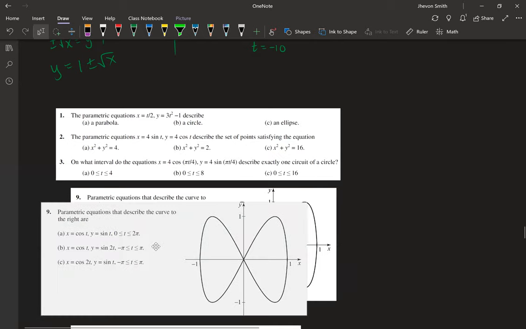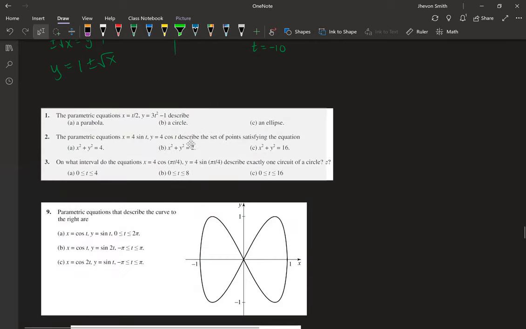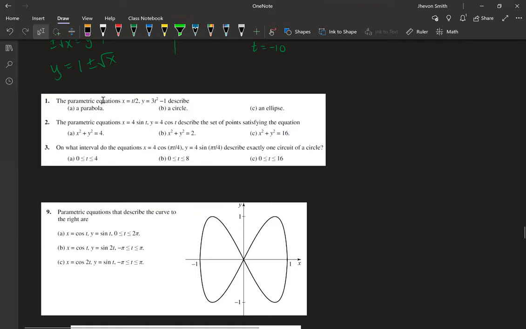Let's see. Parametric equations, this and that describe, well, if I plug in t equals, so from here, I would have t equals 2x, and then I could plug that into the y. So your y would be 3 times 2x squared minus 1. So that's a parabola. This, notice that if I take x squared plus y squared, I would get 4 squared. So that's that.